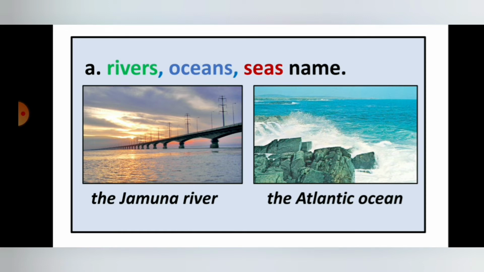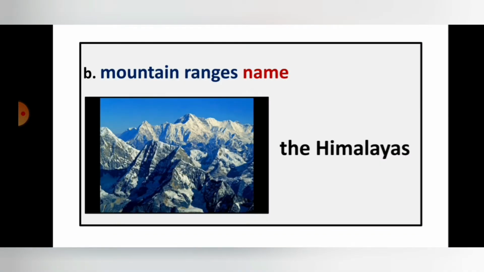Atlantic Ocean, you have already learned this name from your BGST book, so I hope you remember. So before all the oceans' names, the Pacific Ocean, the Atlantic Ocean, the Indian Ocean, we have to write the before this name. Even before the sea's name we have to use the. Then number B, mountain ranges' names, and the example is Himalayas. I hope you have heard the name of Himalayas. Before this name Himalayas, which is the highest mountain range in the world, we have to use the. So here is written the Himalayas.